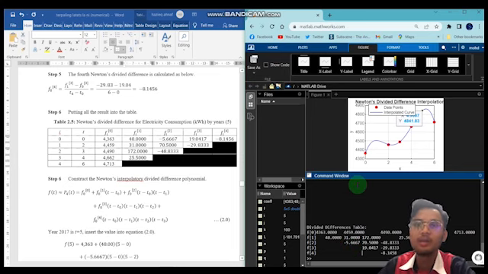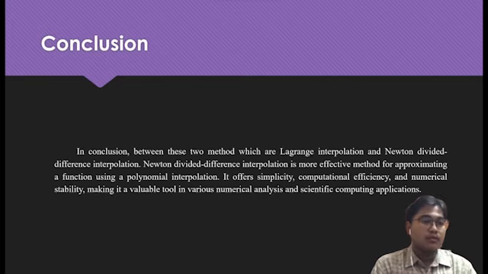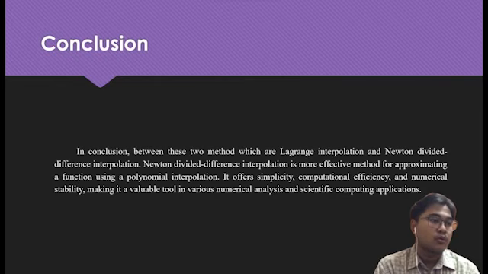Okay, that's all for the software calculation. For conclusion, between these two methods, Lagrange interpolation and Newton divided difference interpolation, Newton divided difference interpolation is the more effective method for approximating a function using polynomial interpolation. It offers simplicity, computational efficiency, and numerical stability, making it a valuable tool in various numerical analysis and scientific computing applications.